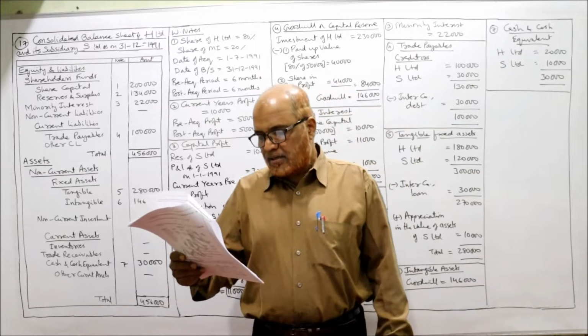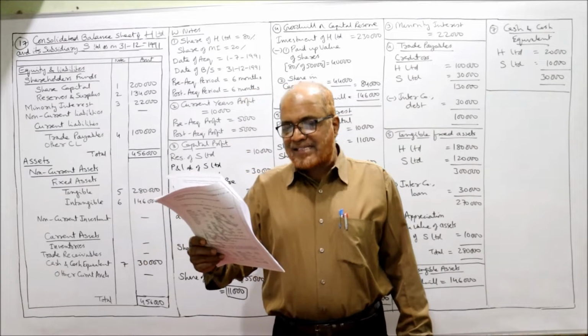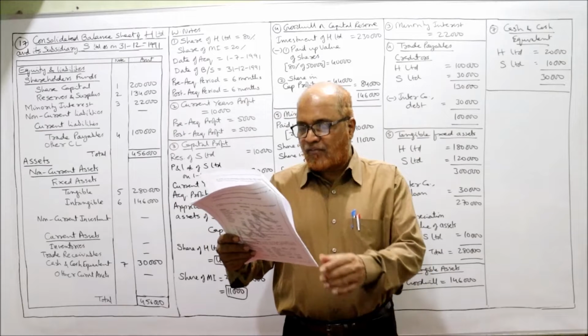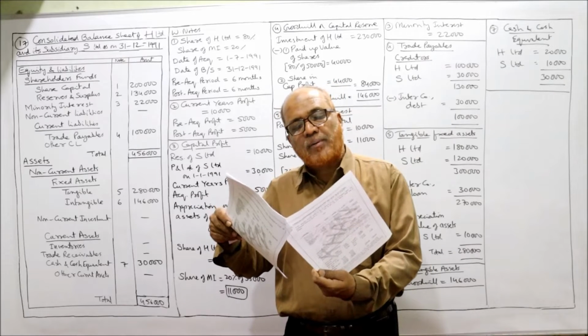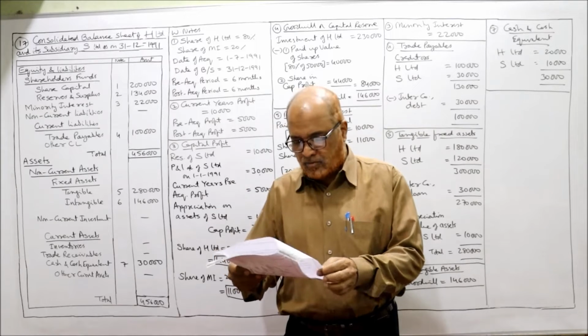Right? Then the sundry assets of S Limited include furniture and fittings of 40,000, to be revalued at rupees 50,000, being over-depreciated as at 1st July 1991.